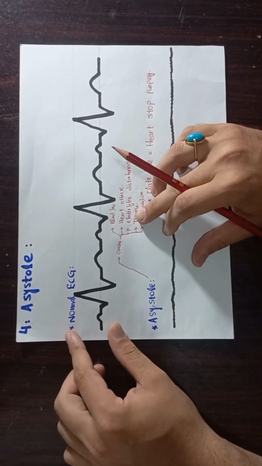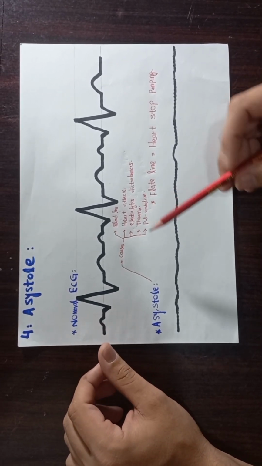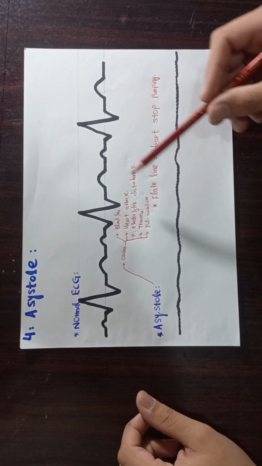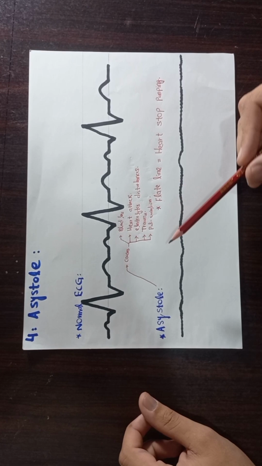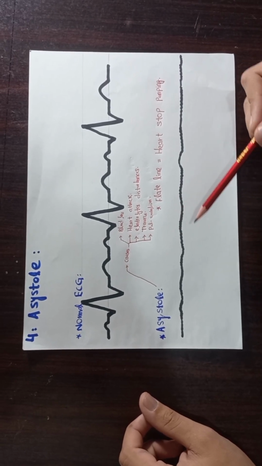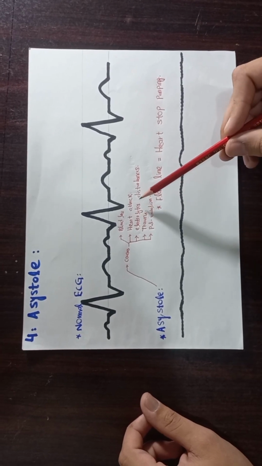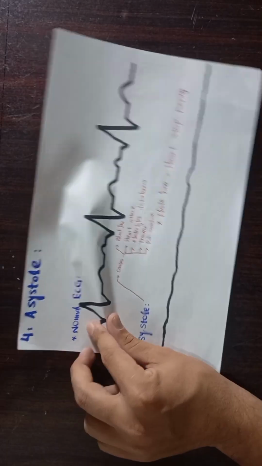And there is also asystole. In asystole there is no P wave, T wave or QRS complexes, and when we compare this with the normal ECG there is a flat line. That's why asystole is also called flat line. The causes of asystole are heavy blood loss, heart attack, electrolyte disturbances, trauma and pulmonary embolism.